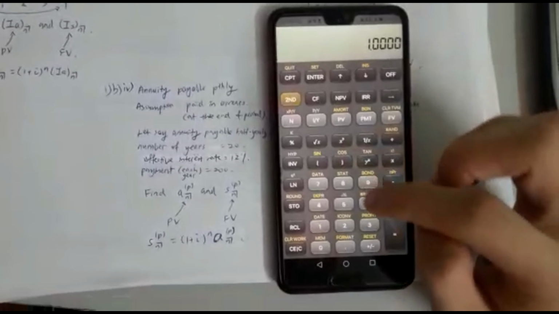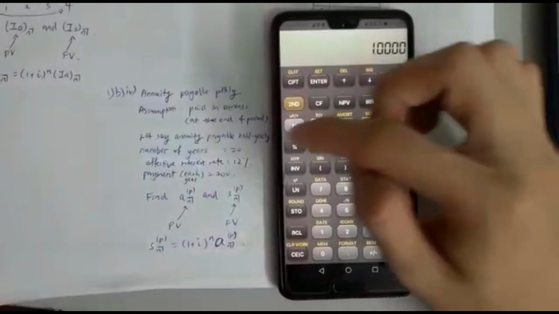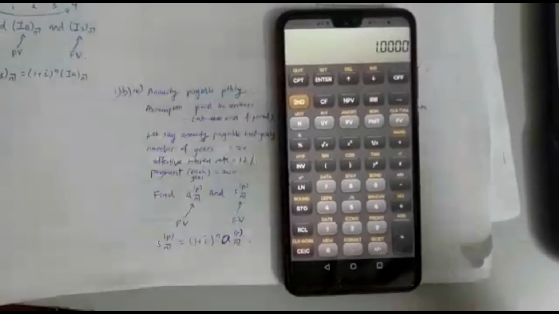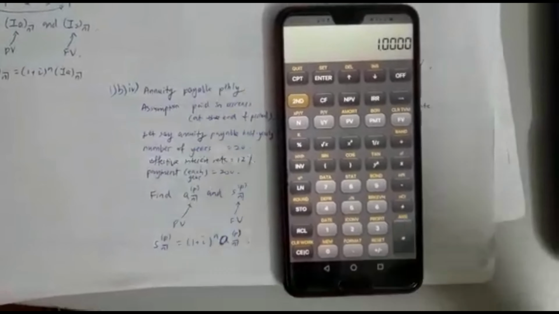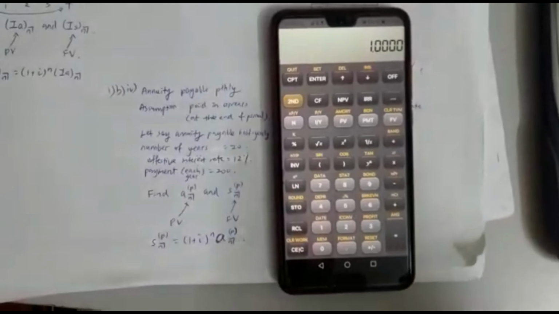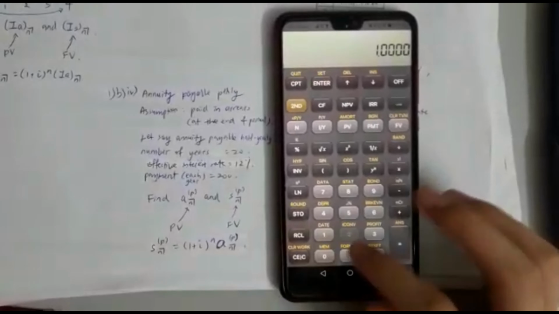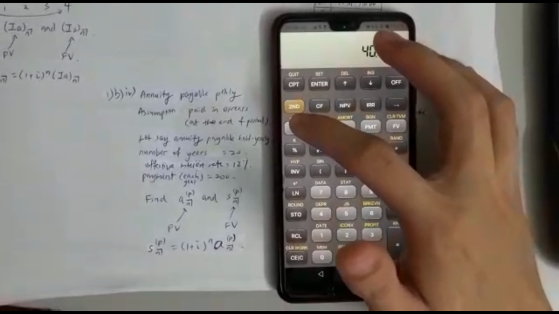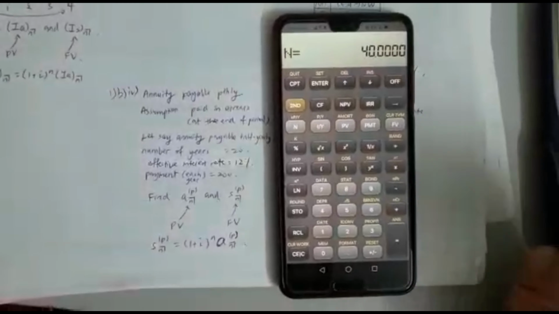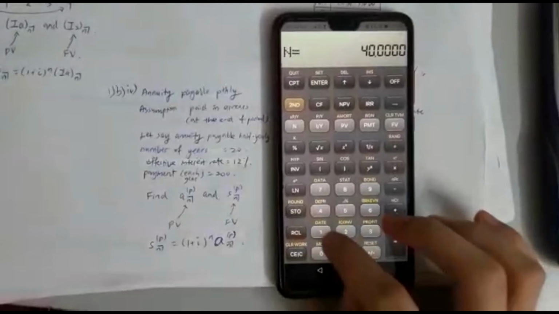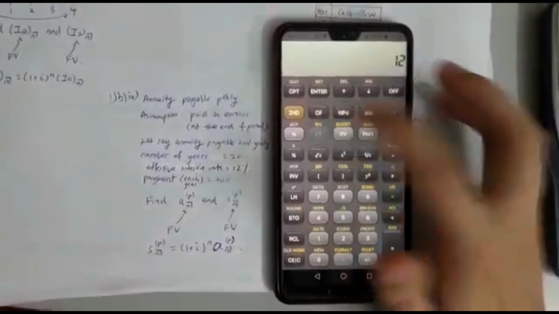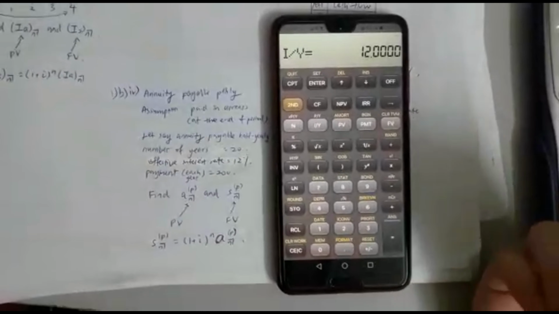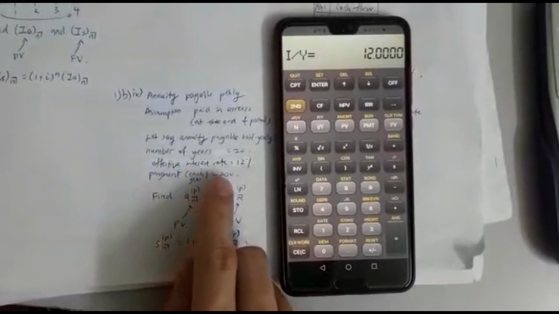Okay, and then we need to determine N. N is the number of periods. You have 20 years, but then you pay half yearly. So in 1 year you have 2 periods. So 20 times 2 equals 40. Okay, and then we press N. N equals 40. Then the interest rate is 12%. So we press 12 and then press I/Y. Okay, the payment per period is 100. Why? Because payment per annum is 200.